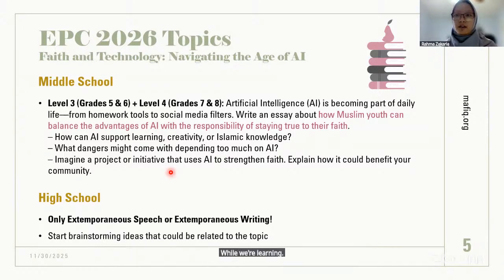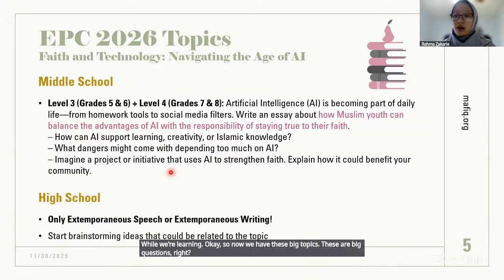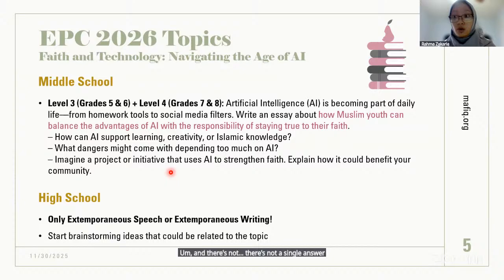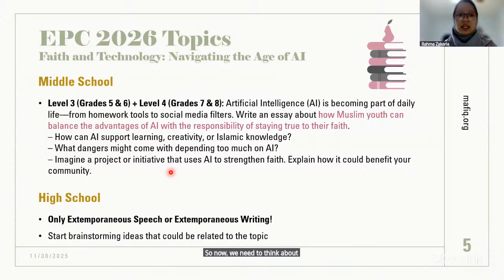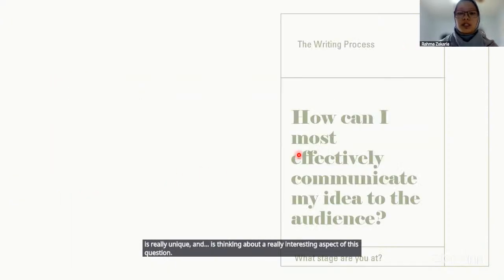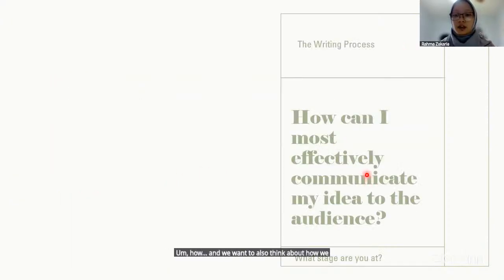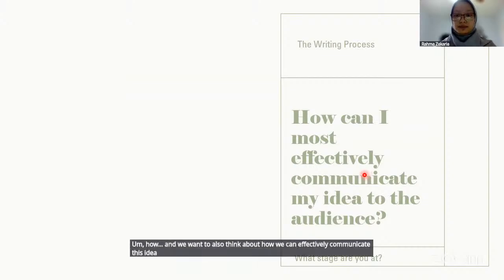Okay, so now we have these big topics. These are big questions, right? And there's not a single answer, which is why we're writing a whole essay about it. So now we need to think about how we can write an essay that is really unique and is thinking about a really interesting aspect of this question. And we want to also think about how we can effectively communicate this idea to the audience.